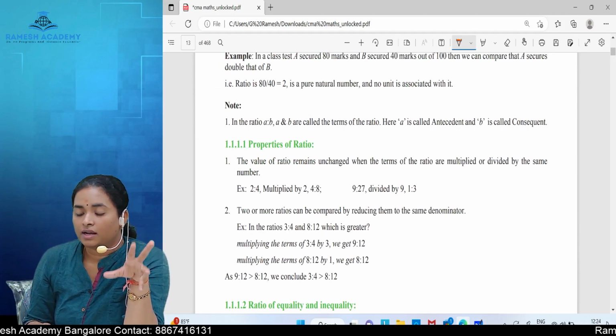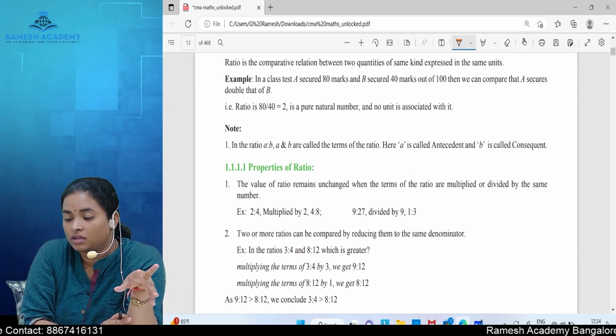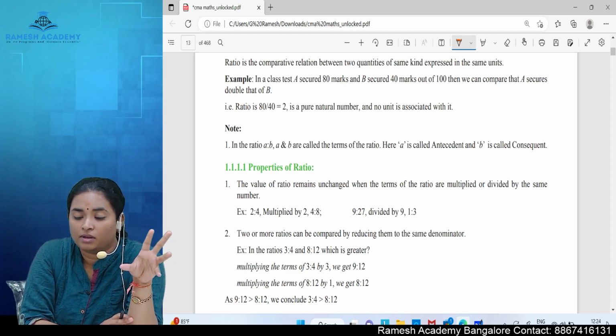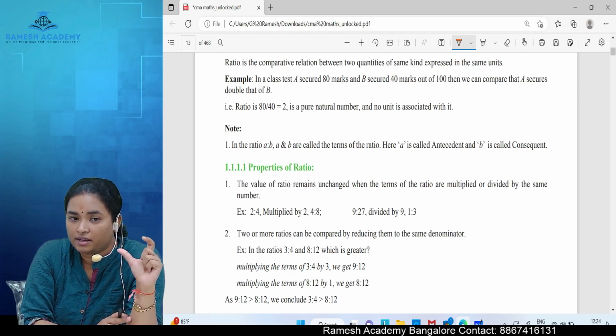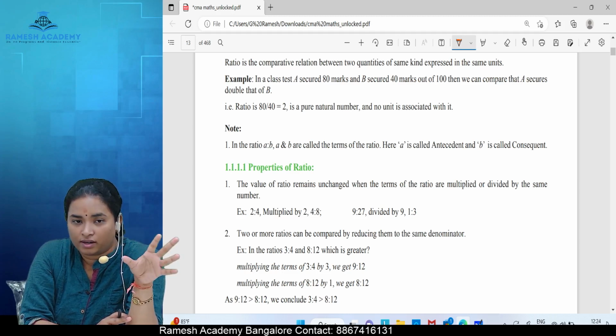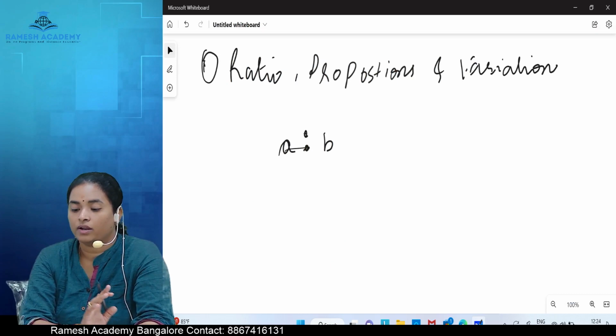In a class test, A secured 80 marks and B secured 40 marks out of 100. Then we compare: A secures double of B. Okay, 80 marks is by A and 40 marks by B out of 100. How am I telling it is double that of B? Now you will see.